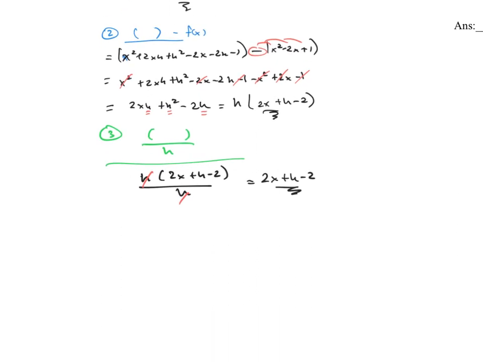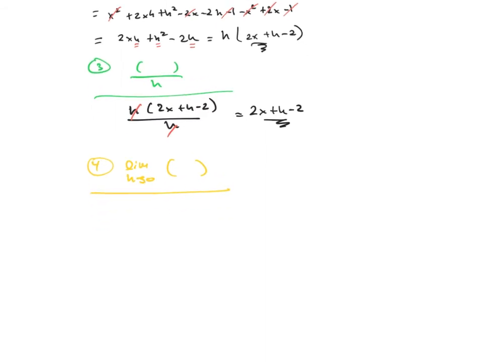Now remember, this is the slope of the secant line. We need to make this the slope of the tangent line. The way that we make it the slope of the tangent line is we take the limit as h approaches 0 of what we just got. So let's do the limit as h approaches 0 of 2x plus h minus 2. Well, this isn't bad because all we're going to do is plug in h equals 0. So that's equal to 2x plus 0 minus 2, which is simply 2x minus 2.